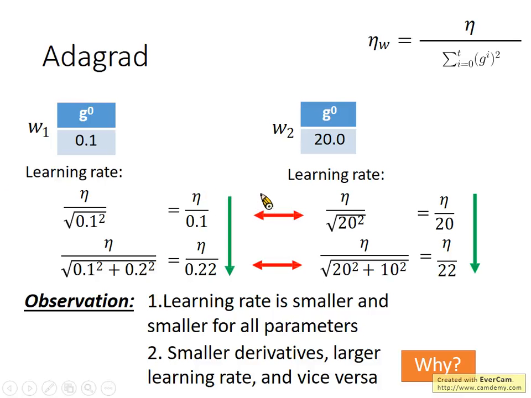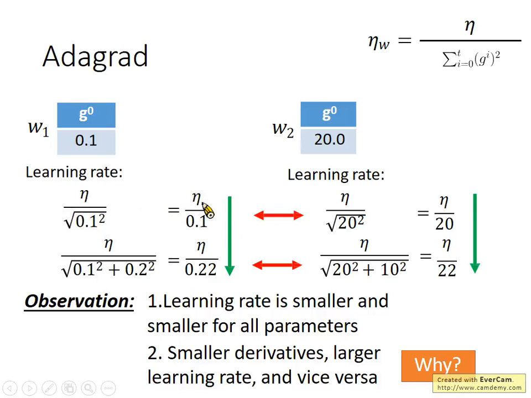And this is an example showing the effect of Adagrad. Assume that right now we have two parameters, W1 and W2. Originally, with W1, we have the gradient 0.1, and with the partial derivative with respect to W2, the gradient is 20. So at the first update, we have the learning rate eta divided by the square root of 0.1 squared.